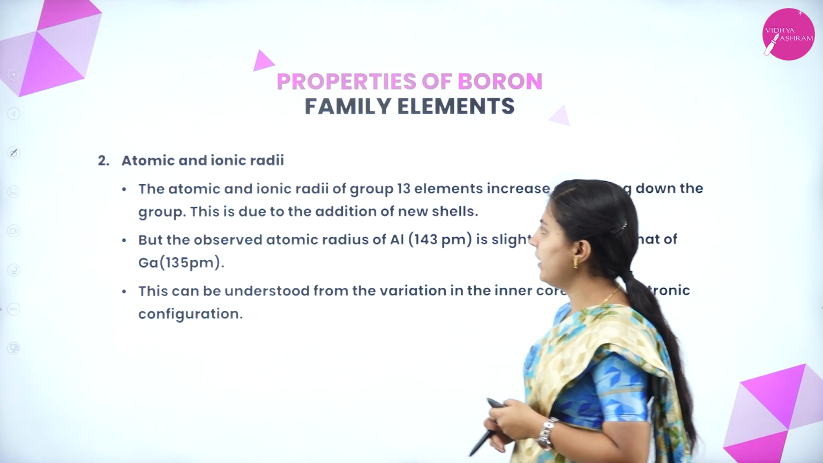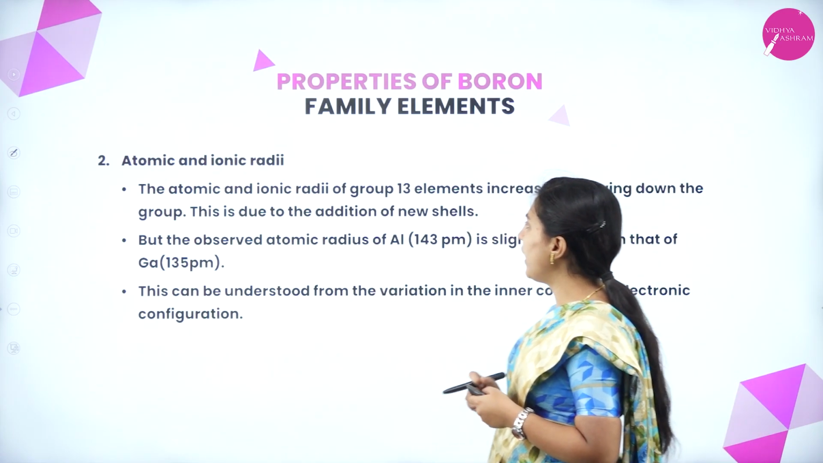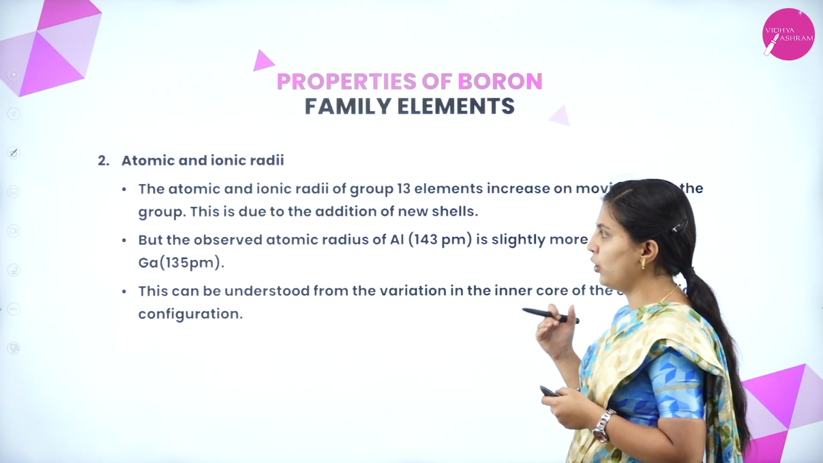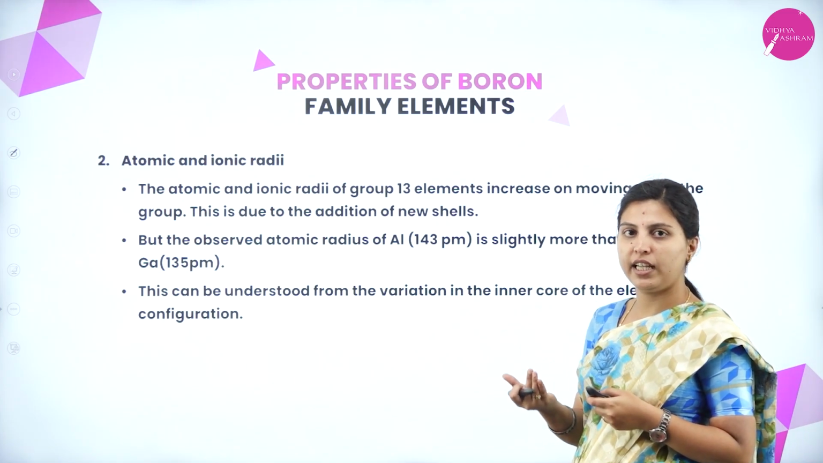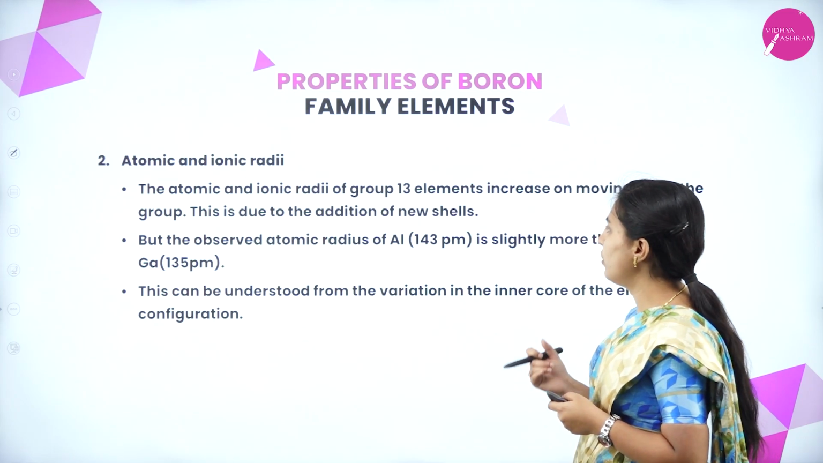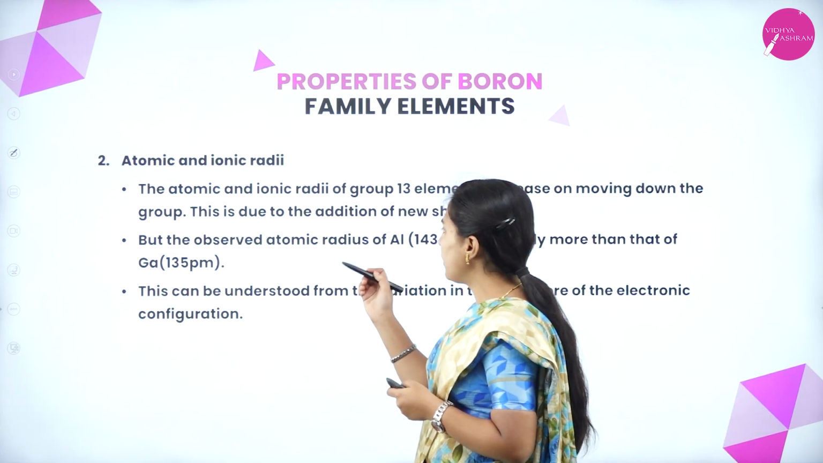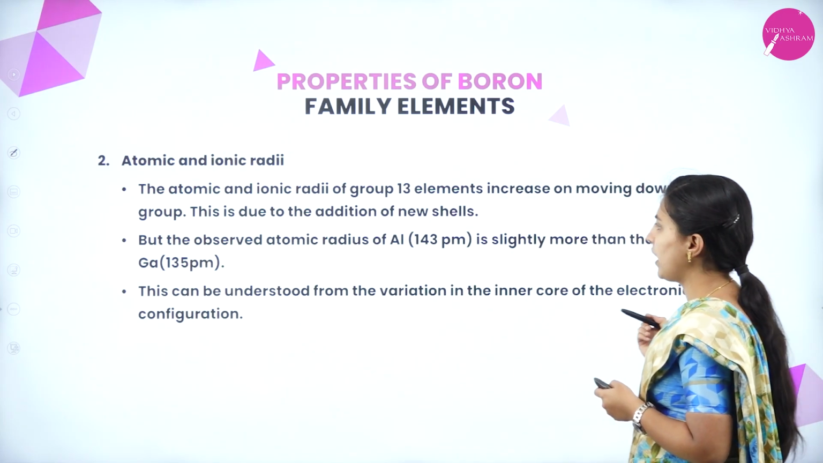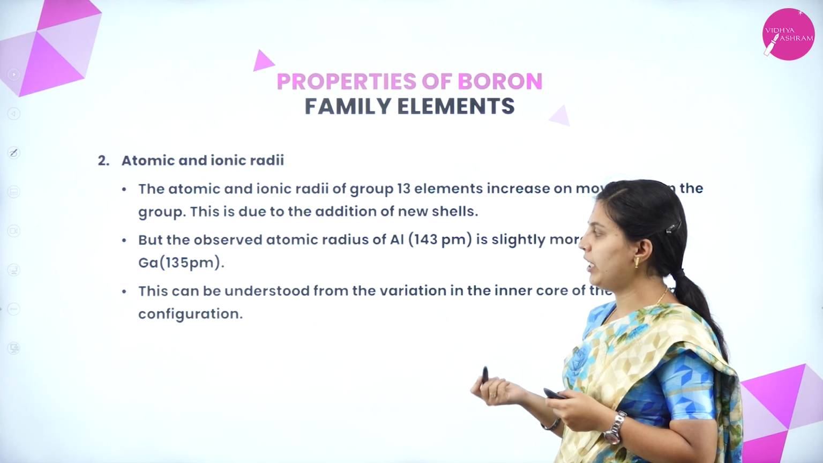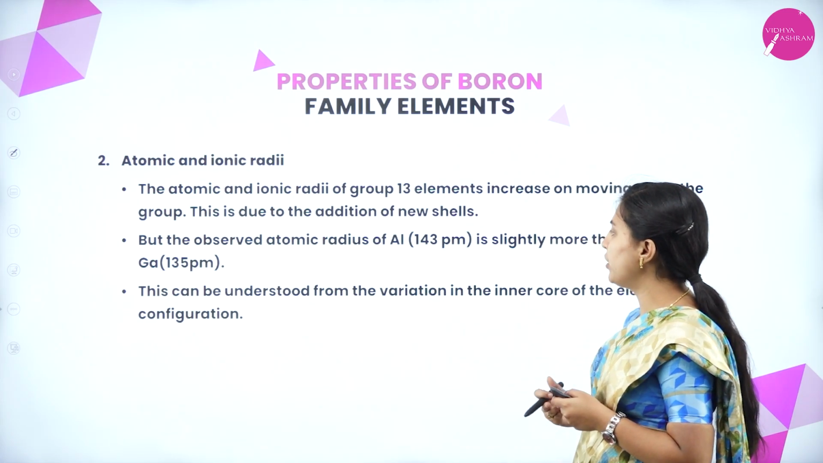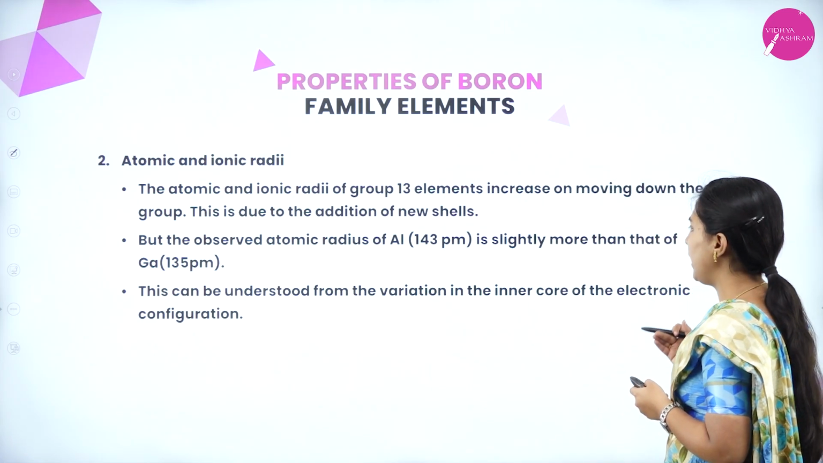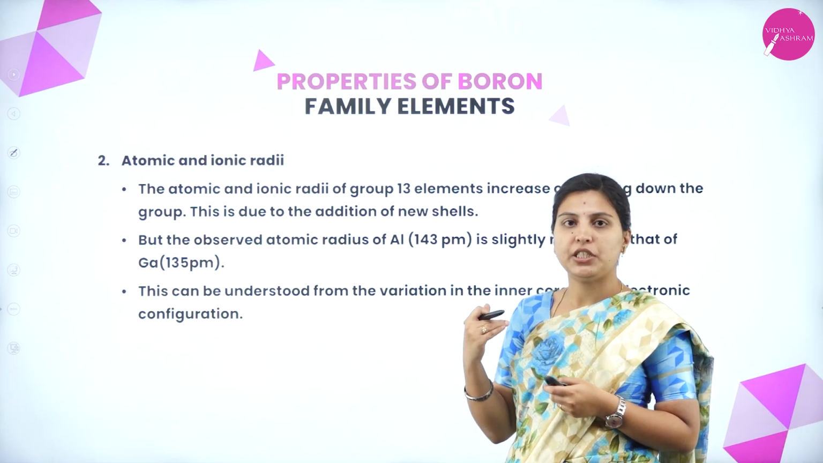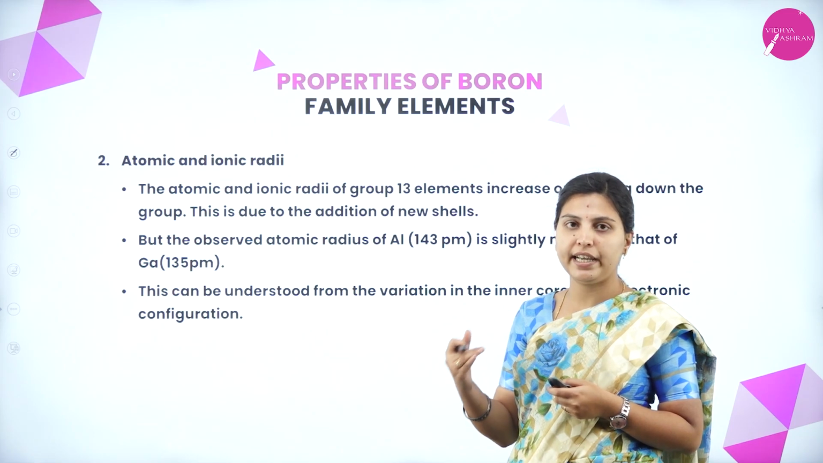Next, atomic and ionic radii. The atomic and ionic radii of group 13 elements increase on moving down the group. Down the group, atomic size and ionic size increase due to the addition of a new shell. But the observed atomic radius of aluminium, 143 picometer, is slightly more than that of gallium, 135 picometer. This can be understood from the variation in the inner core of the electronic configuration. So the inner core electronic configuration is a little bit different due to the influence of d and f electrons.